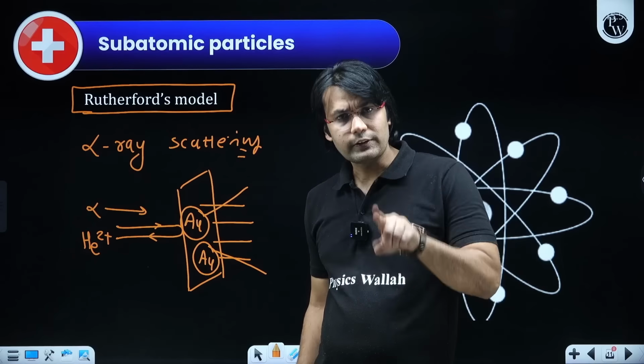And in case of d, you can have 2 angular nodes or 2 ice cream cones. Like if I consider 3dx square minus y square, this is one of the angular nodes, right? And this is another angular node we have here, this one, right? So for S, angular nodes are 0, for P, angular nodes are 1, and for D, angular nodes are 2.